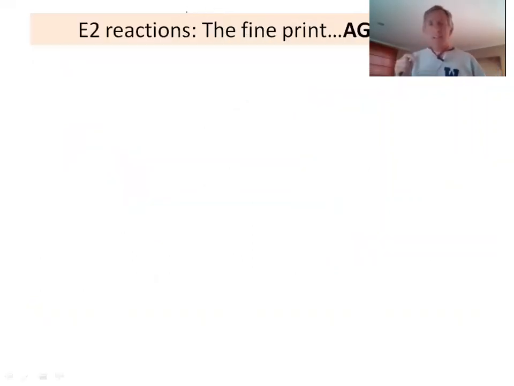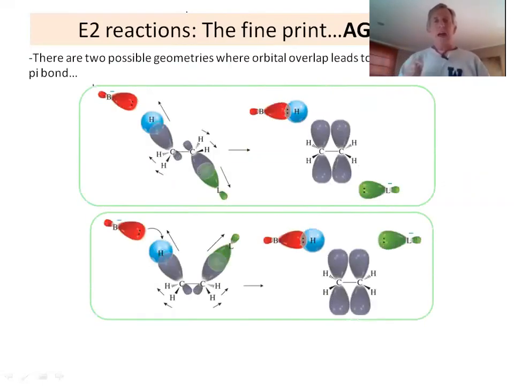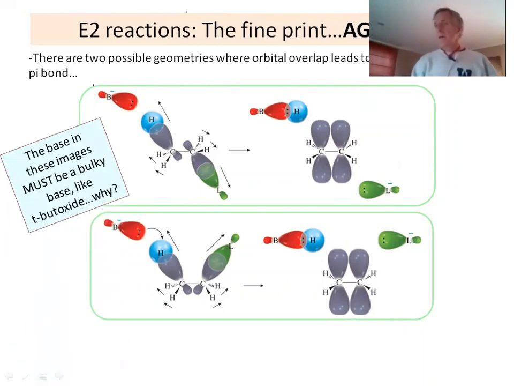Let's get into the real details as to why that actually has to happen. Okay? So here's the fine print. There are 2 possible geometries for this elimination reaction to take place. The base in these images must be bulky. Why is that? Well, if you look at my example now, I have the leaving group here. This is the leaving group.